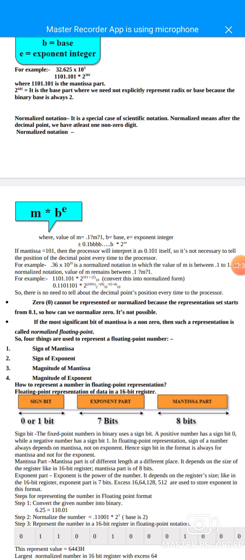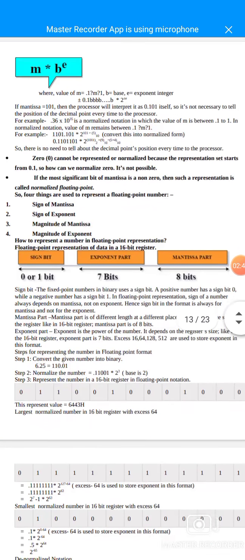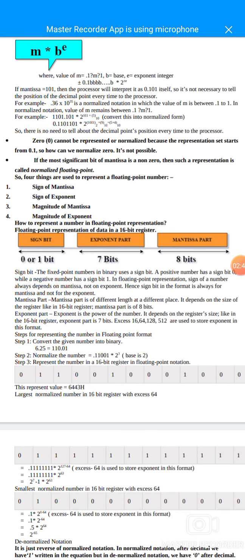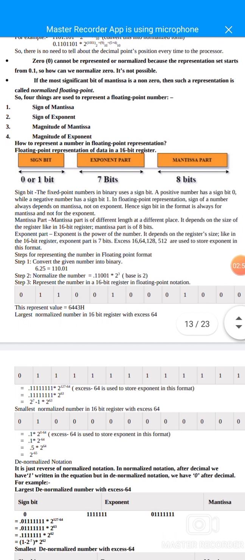Four things are used to represent a floating point number: sign of mantissa, sign of exponent, magnitude of mantissa, and magnitude of exponent. A floating point representation has three parts: sign bit, exponent part and mantissa part. A sign bit is used as in fixed point numbers. Binary uses a sign bit: a positive number has sign bit 0, while a negative number has sign bit 1.